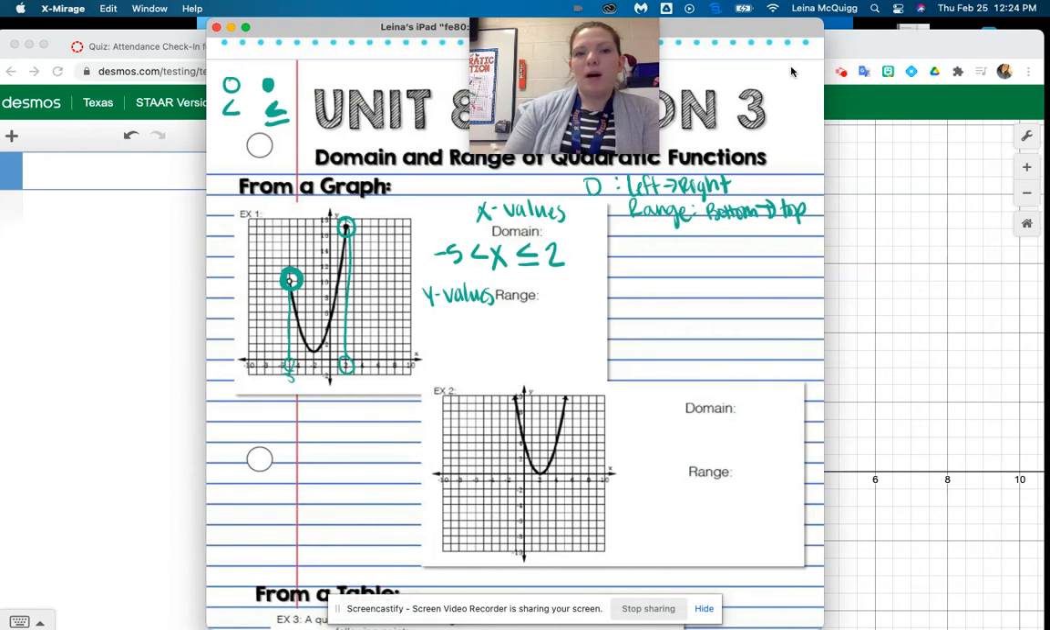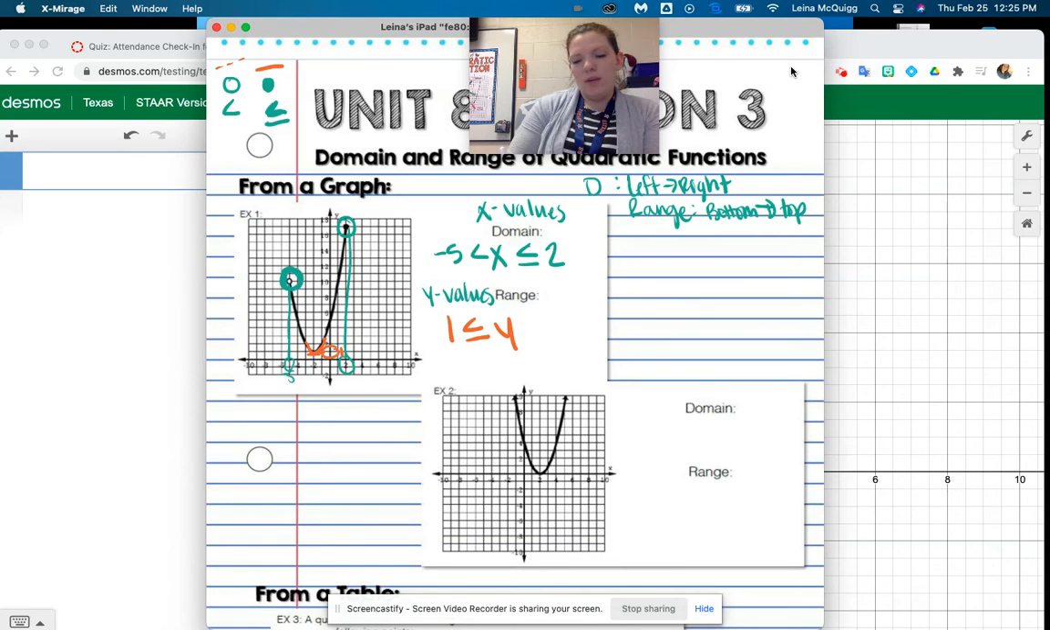Our range is going to be bottom to top. So I'm looking at the bottom of my graph, so wherever the vertex is, and we're going to look at that y value. So this y value is 1, and this is a solid line. If it's a broken line, then it would be not equal to. If it's a solid line, we're going to be less than or equal to. We're talking about y values with range.